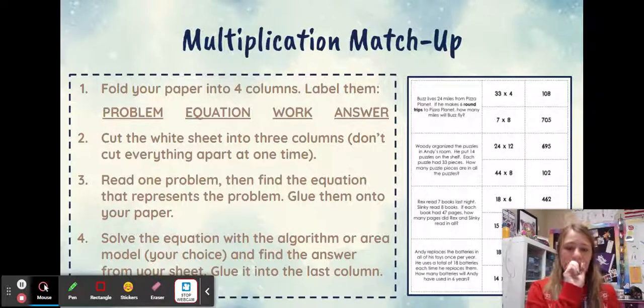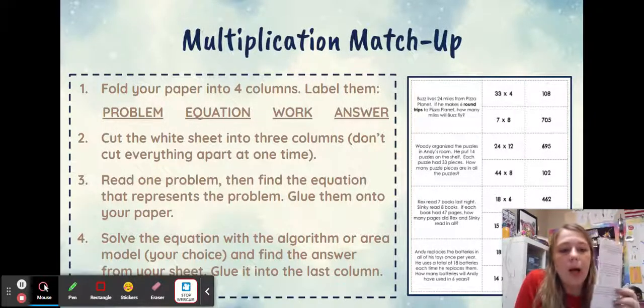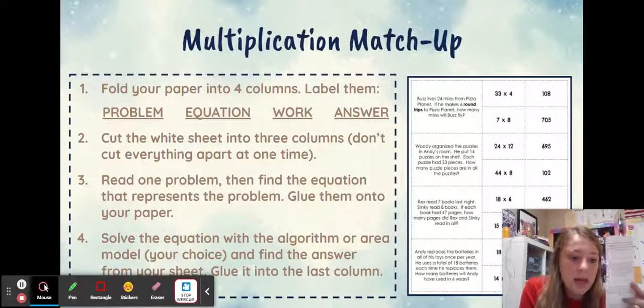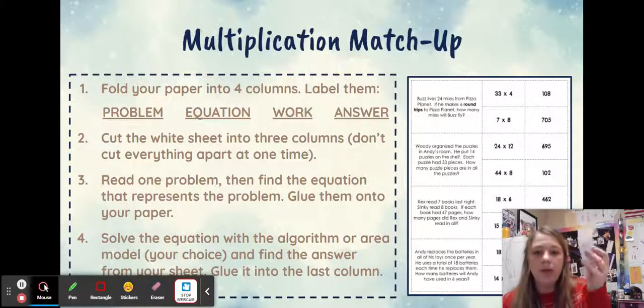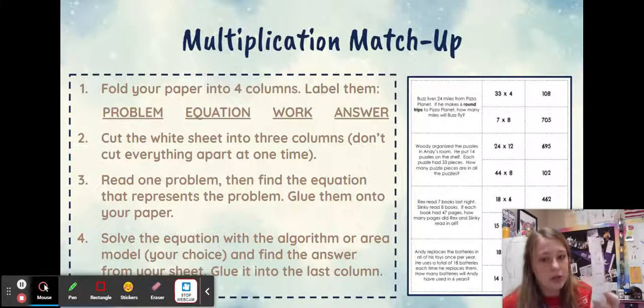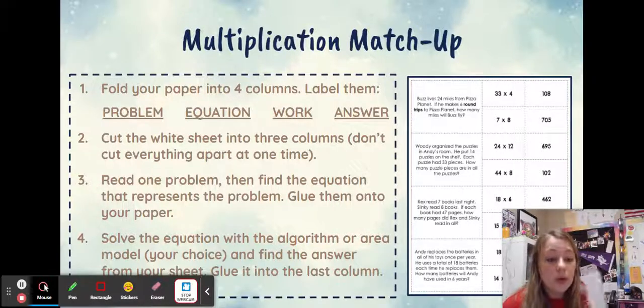So you're going to start by cutting them into strips like this, and then you can cut them as you need them. What your group is going to do is glue the 4 word problems under the problem column. Then you're going to read each problem one at a time and figure out which equation matches it from here. Glue the equation that matches under the equation column.